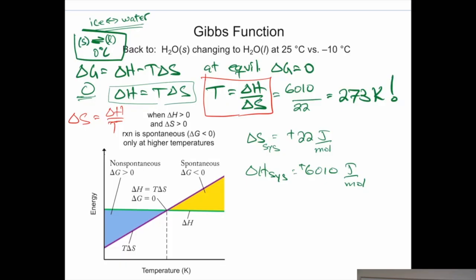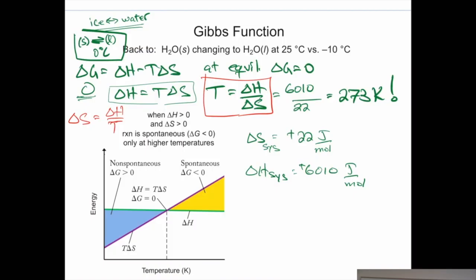But we can solve it, right? When delta G is 0, you rearrange, solve for T. It's delta H over delta S. You plug those numbers in, and magically you get 0 degrees Celsius. Well, it's in Kelvin, so 273 Kelvin. You can kind of see that on this graph here.